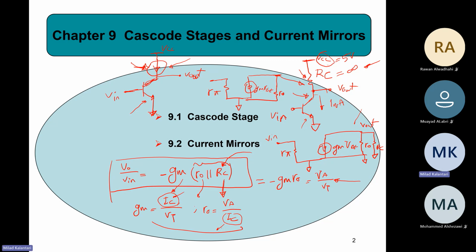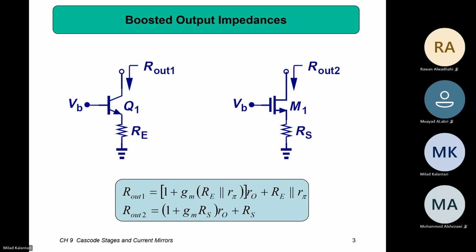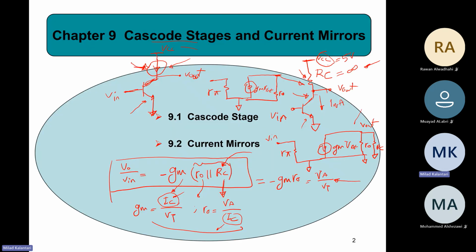So in this chapter, basically, we are trying to figure out how we make these current sources, and this cascode stage, we will see what it is useful for, right? So we realized that the output impedance of the device, we try to increase it.